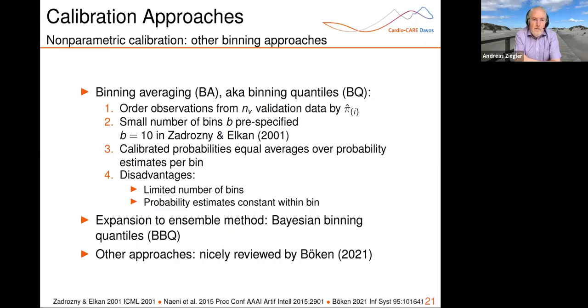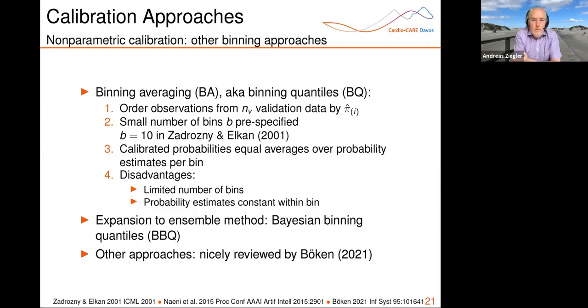And I've specifically mentioned what Zadrozny and Elkan have done in 2001. They just used 10 bins. And this means at the end of the day, you just get 10 different probabilities in your validation data, because the calibrated probabilities just equal the averages over the probability estimates per bin.